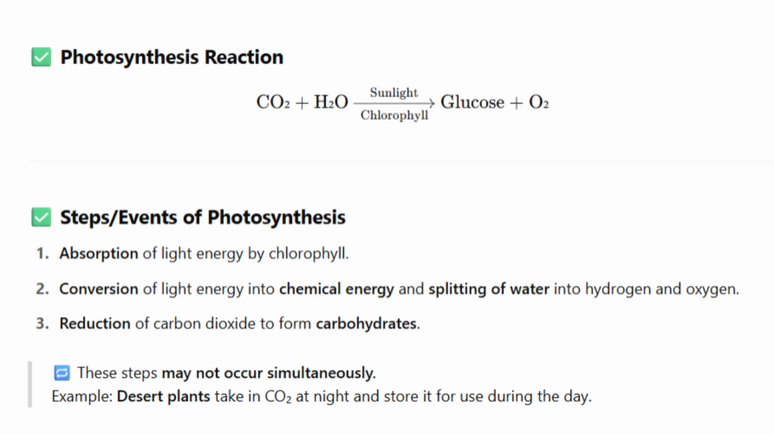Steps/events of photosynthesis: absorption of light energy by chlorophyll; conversion of light energy into chemical energy and splitting of water into hydrogen and oxygen; reduction of carbon dioxide to form carbohydrates. These steps may not occur simultaneously. Example: desert plants take in CO2 at night and store it for use during the day.